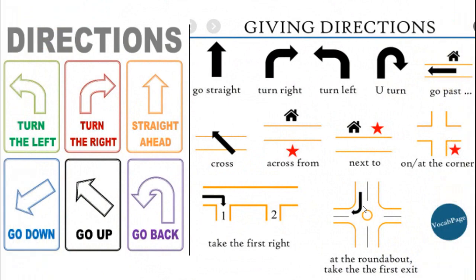I have collected some of these expressions so we can give directions by using words like turn left, turn right, meaning go to the right and go to the left. Left means الشمال, right means اليمين. Straight ahead means go directly. Straight means in a straight line.